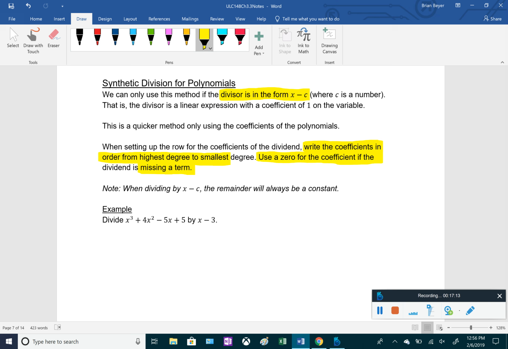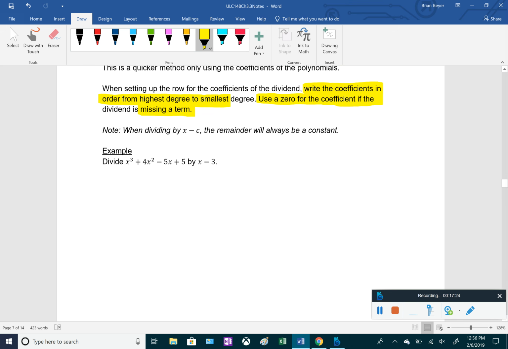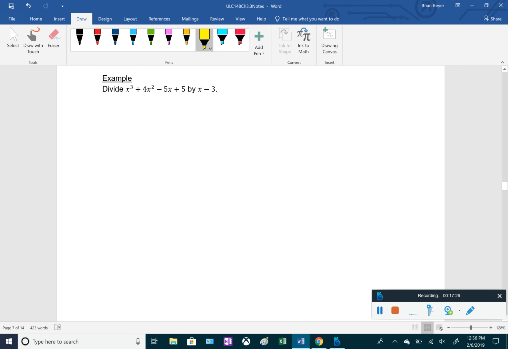Okay, and then for this little note that I put down here, when we're dividing by something in the form x minus c or x plus c, the remainder is always going to be a constant. So the remainder is just going to be a number. So let's see how we do it with just an example here.